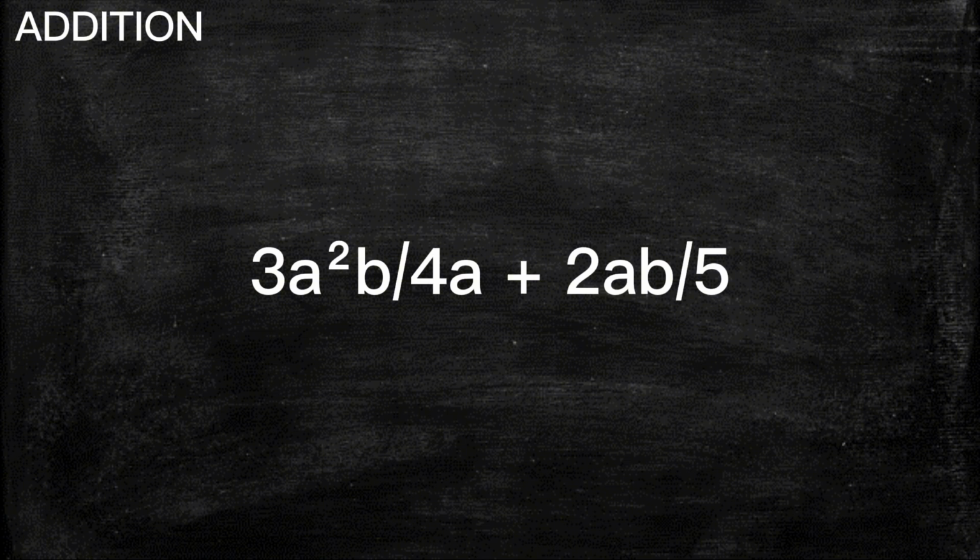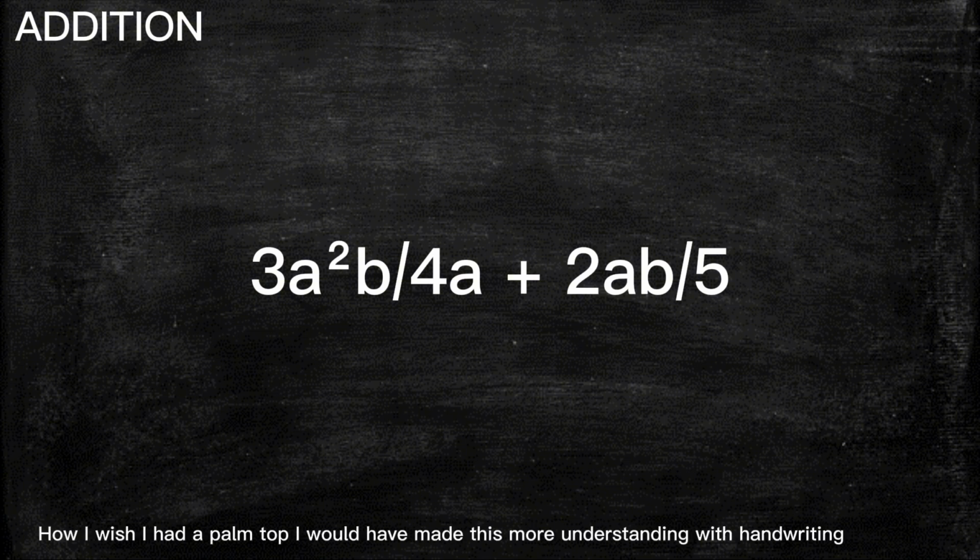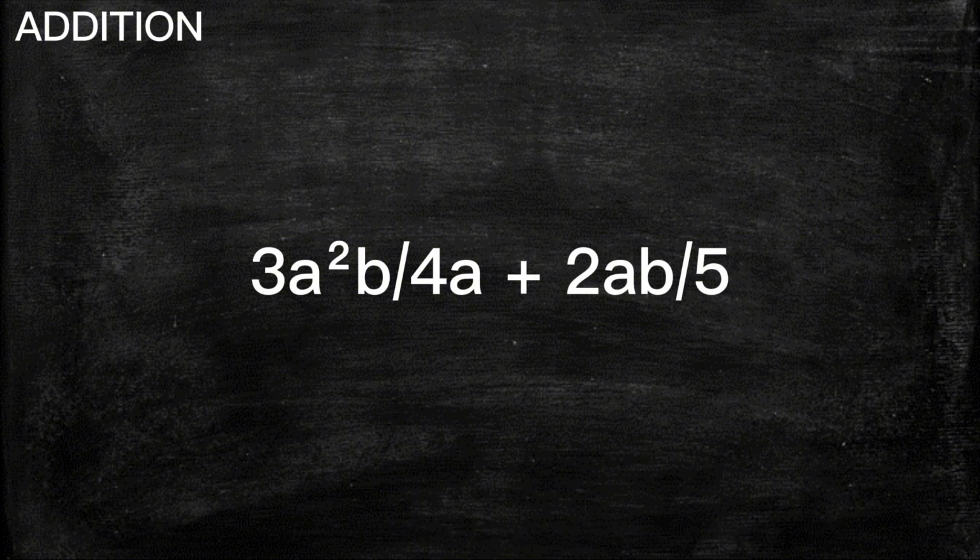So let's go. Starting with addition, we are going to add 3a squared b all over 4a plus 2ab all over 5. So this is how an algebraic fraction problem that deals with addition looks like. To solve this, we just need the simple knowledge on how to add fractions, which is to find the LCM. For us to find the LCM, I would love to employ a shortcut method I use in finding the LCM, which is this.